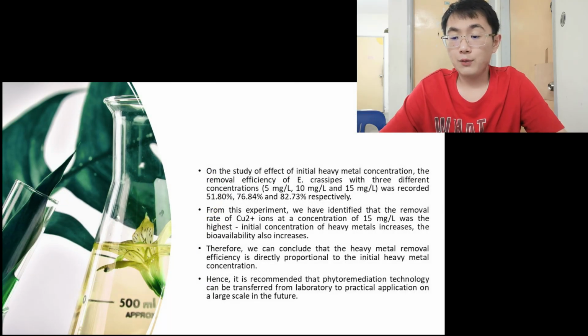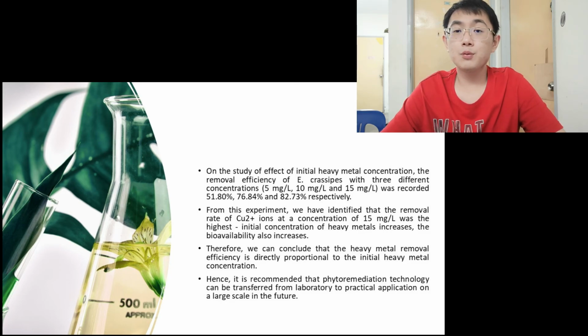On the study of the effect of initial heavy metal concentrations, the removal efficiency of Echronia crab size with 3 different concentrations was recorded, which are 51.80%, 76.84%, and 82.73% respectively. From these experiments, we have identified that the removal rate of copper-2 ions at a concentration of 15 mg per liter was the highest. It is because as the initial concentration of heavy metal increased, the bioavailability also increased. Therefore, we can conclude that heavy metal removal efficiency is directly proportional to the initial heavy metal concentration.